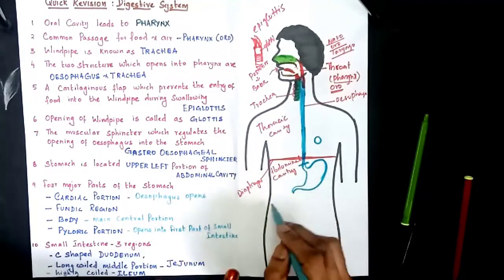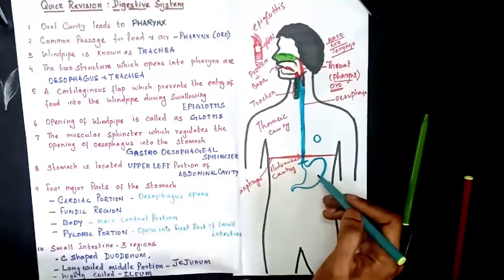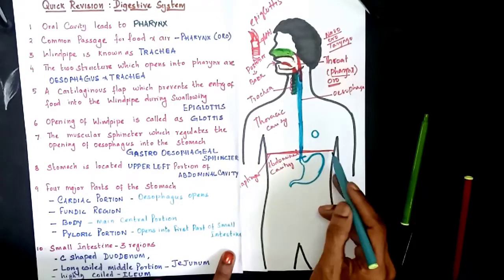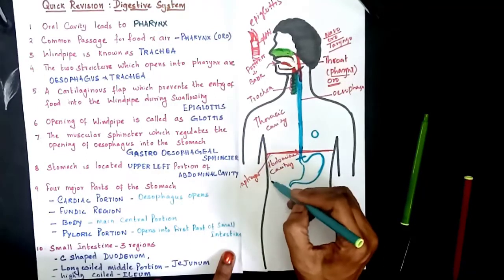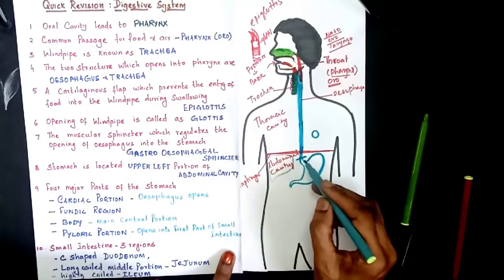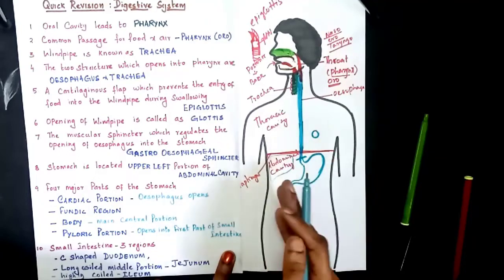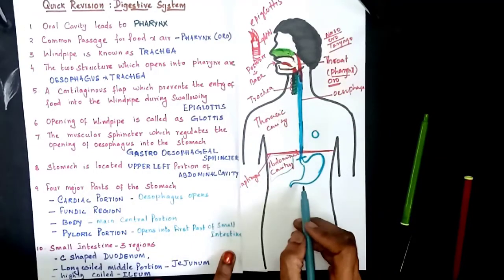Always divide the abdominal cavity into 9 quadrants. So where is the stomach now? It is in the upper and left side. Here you have the liver, this part is covered by the liver. So the stomach is located in the upper and left portion of the abdominal cavity.